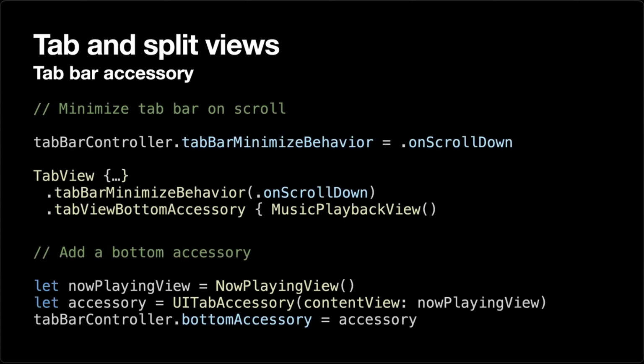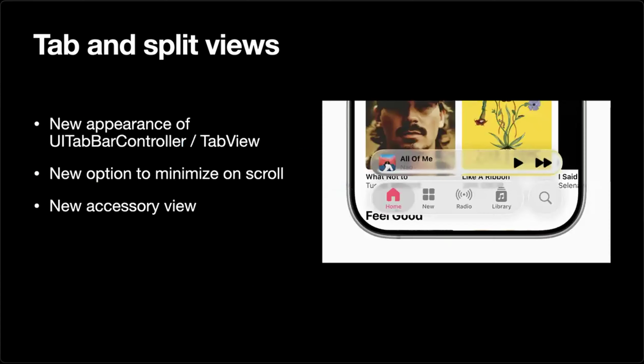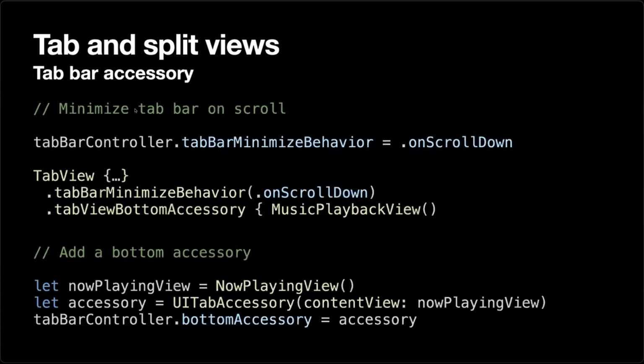There's a new tab bar minimize behavior on tab bar controller, and a corresponding one on tab view, that's just scroll down. You can also specify on scroll up. There's an automatic option as well. So depending on if your content is aligned towards the bottom, maybe like in Maps is the example, or I guess traditionally if you have sort of like a news feed or something like that, when you scroll down the content, the bar collapses, and then on reverse it expands. And then it handles the animation nicely for you. You saw with the tab accessory view and the corresponding search tab if you implement one.